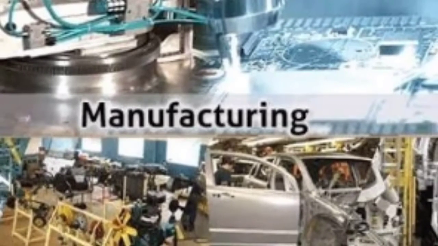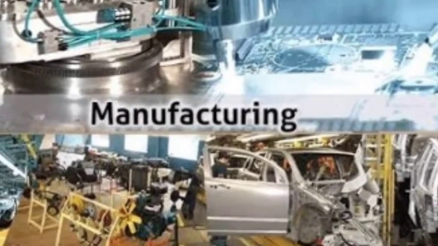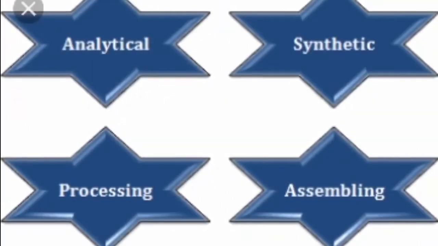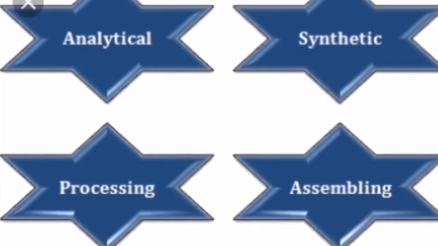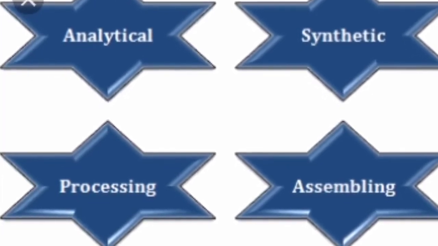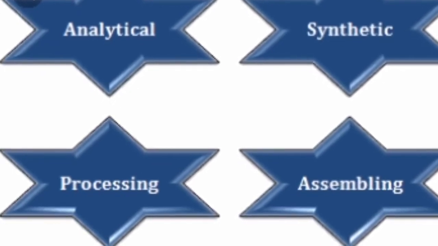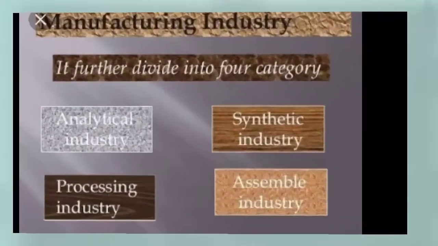Example, steel making industry, cement making industry, textiles, etc. Then manufacturing industries are classified into four mainly: analytical industry, synthetic industry, processing industry, and assembling industry. Analytical industries are those industries which are related with analyzing and separating basic materials into a number of products.